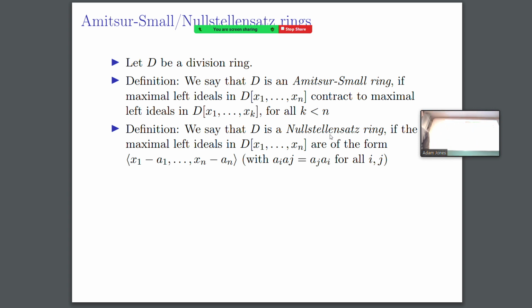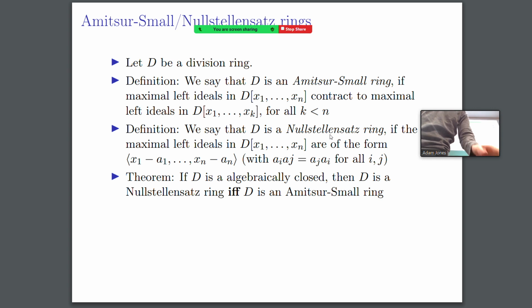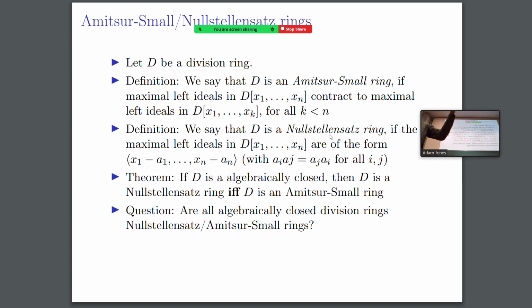And we will also say that a ring is a Nullstellensatz ring if maximal left ideals correspond to points in the central affine space. So if it satisfies the weak version of the Nullstellensatz. And I can show the following theorem, it's not difficult, that if you have an algebraically closed division ring, then it is a Nullstellensatz ring if and only if it is an Amitsur small ring, which is very nice. Which leads me to the question: are all algebraically closed division rings Nullstellensatz rings, or equivalently Amitsur small rings?